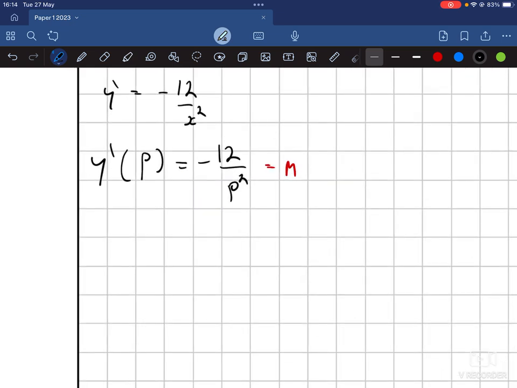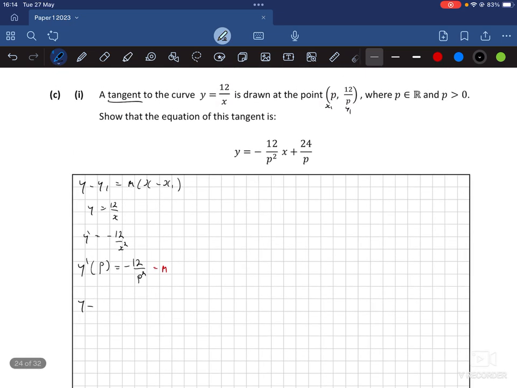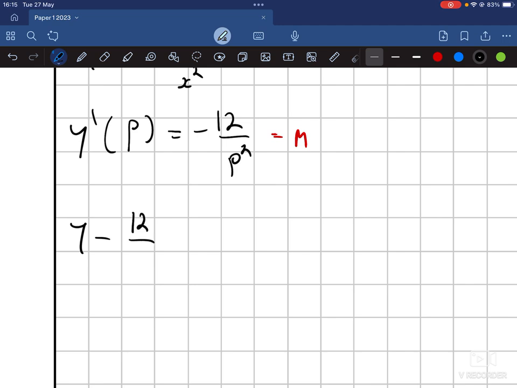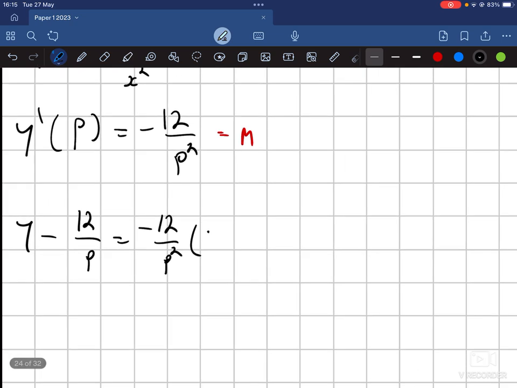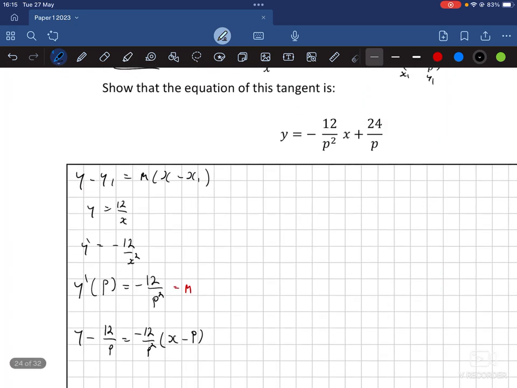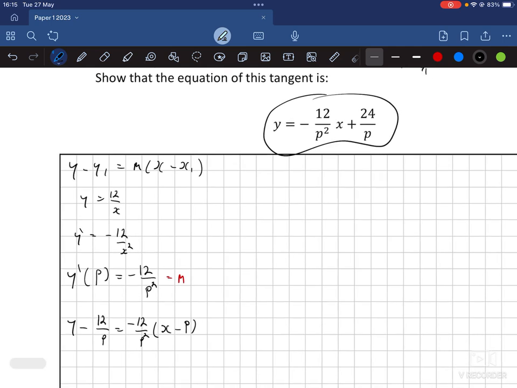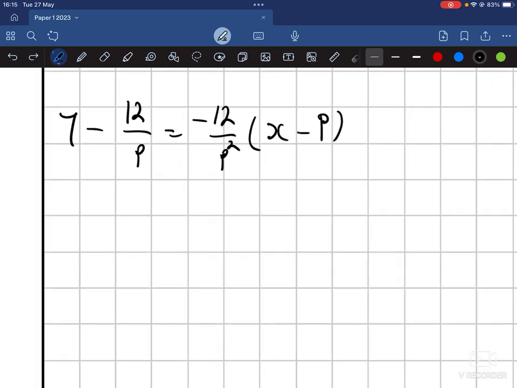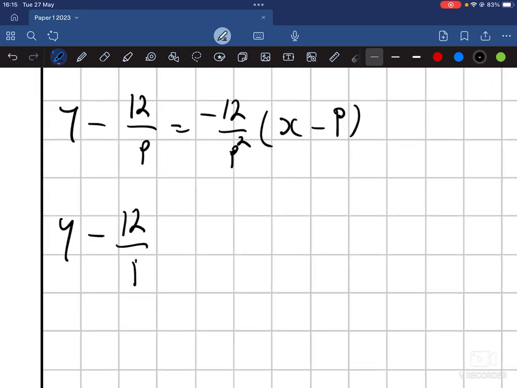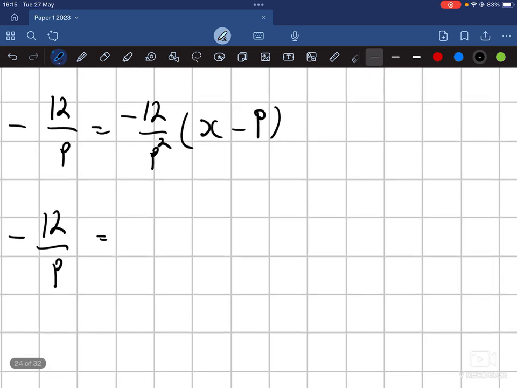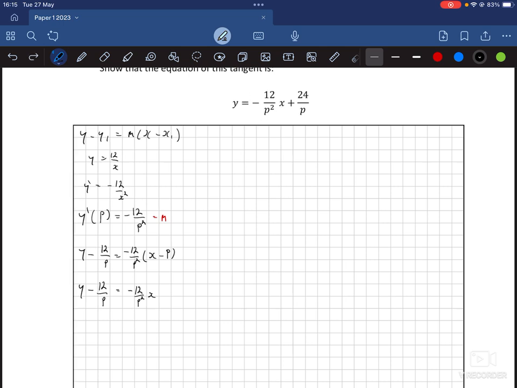Now I'm going to sub into my formula. So y minus y1, what did I say y1 was? 12 over p, is equal to m, minus 12 over p squared, by x minus x1, which is p. And I'm told to show it's equal to this thing here. Alright, this is pretty simple, I guess. So let me leave the 12 over p here. Let me multiply out the next one. So minus 12 over p squared times x is minus 12 over p squared x, which is actually what we're trying to do. That's what we have, which is good.